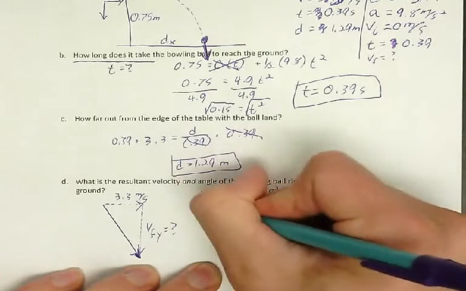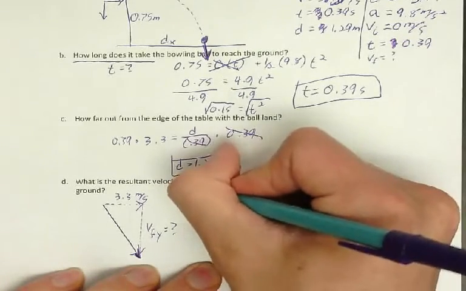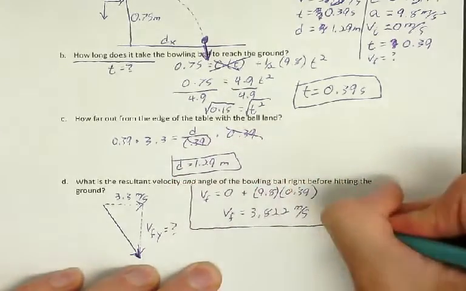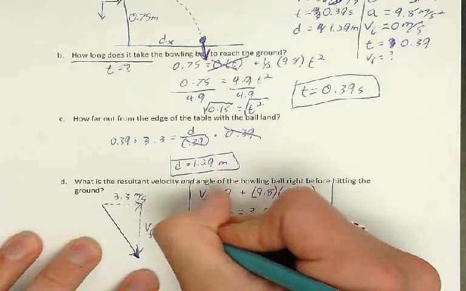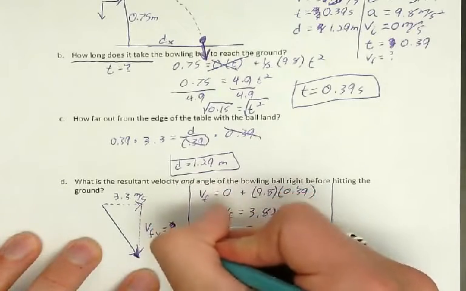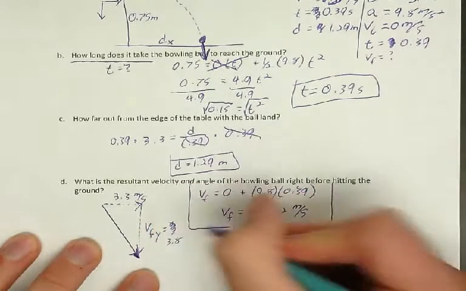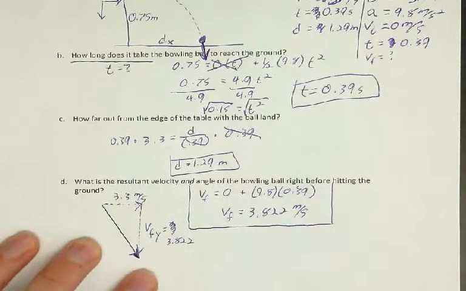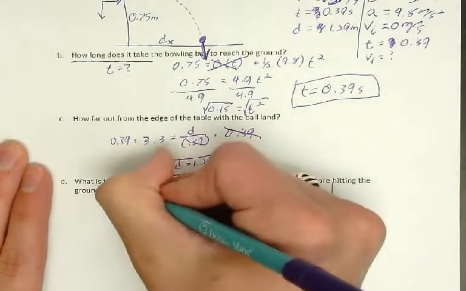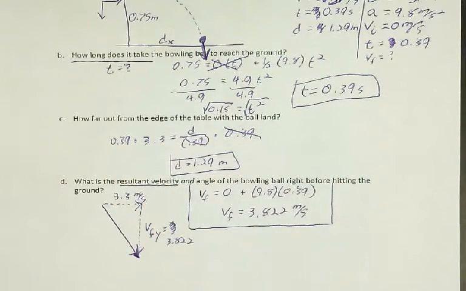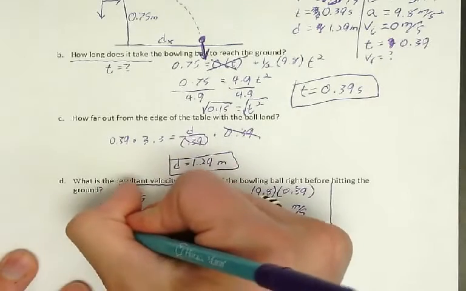Okay. So now we know how fast it's going in the up and down direction. And so that's what this value is here, 3.822. But that's not what I'm finding. It didn't ask for the y velocity. I just had to find that first. It's asking for the resultant velocity. So the resultant velocity is this here.